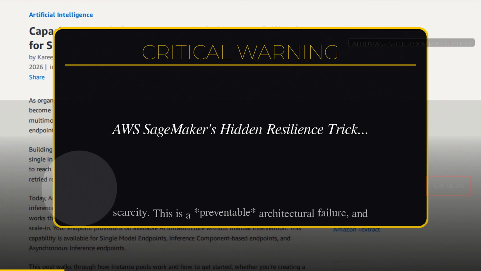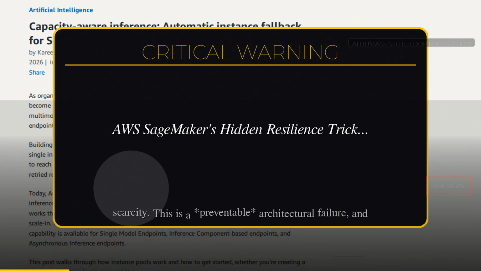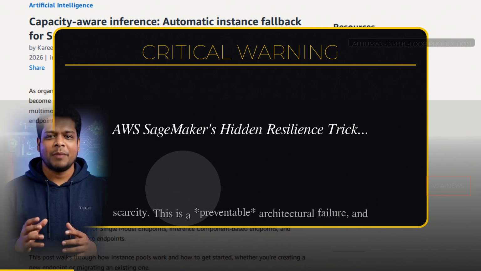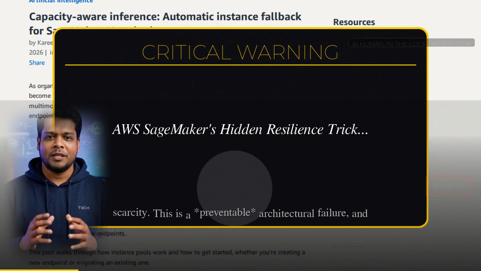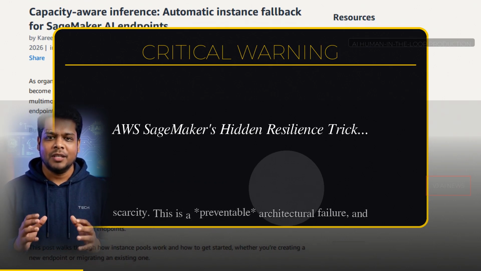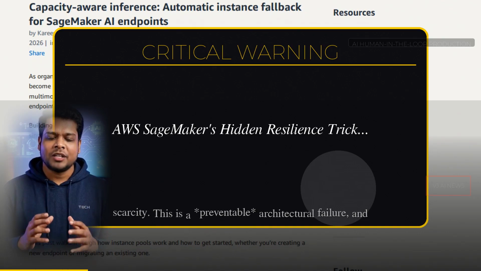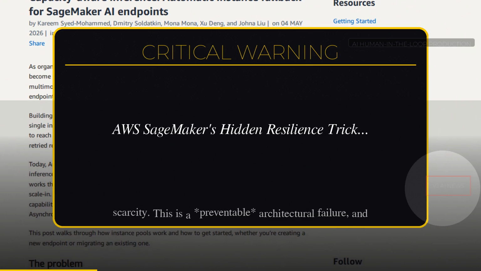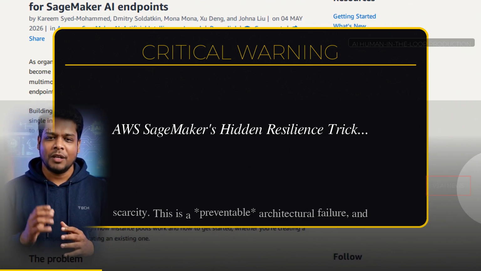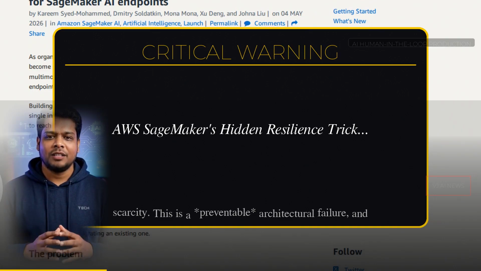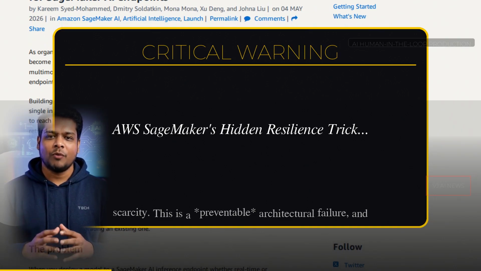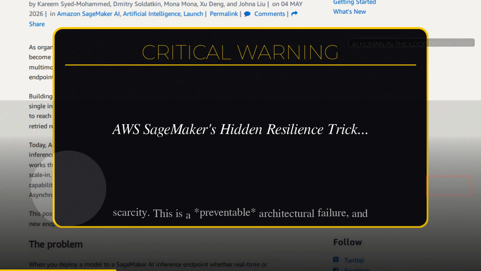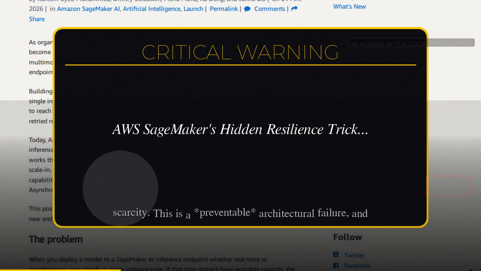Most engineers either just retry the deployment, hoping for the best, or they massively over-provision on expensive, always-available instances. Both are terrible strategies! This isn't just a convenience feature. It is an architectural pattern for building resilient, cost-aware AI systems. It's about trading rigid hardware dependencies for flexible, automated failover by design.